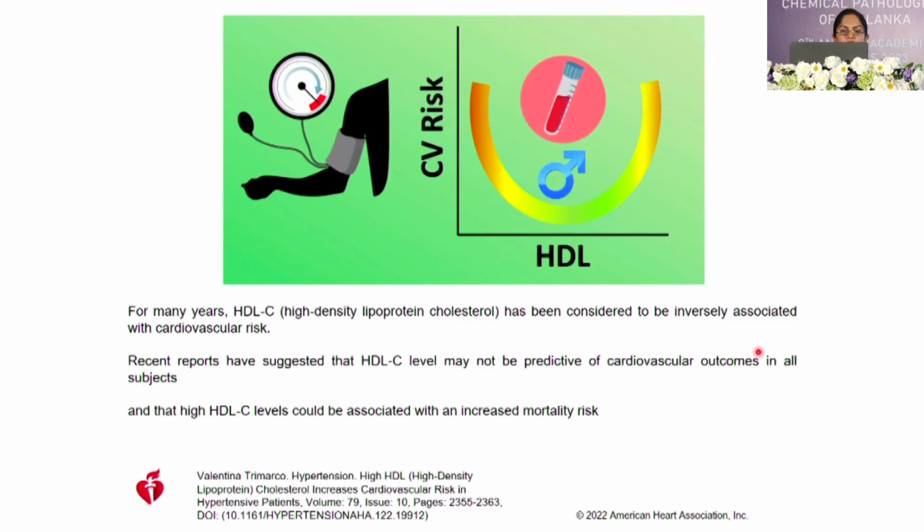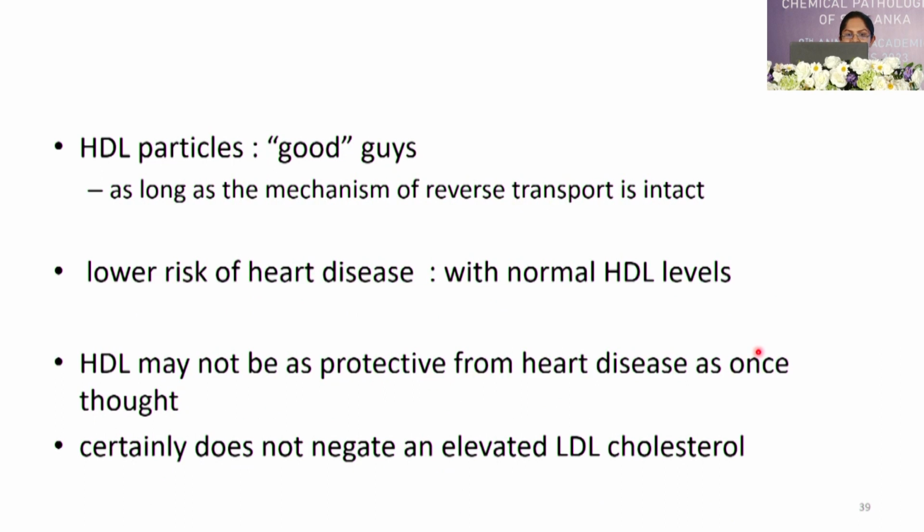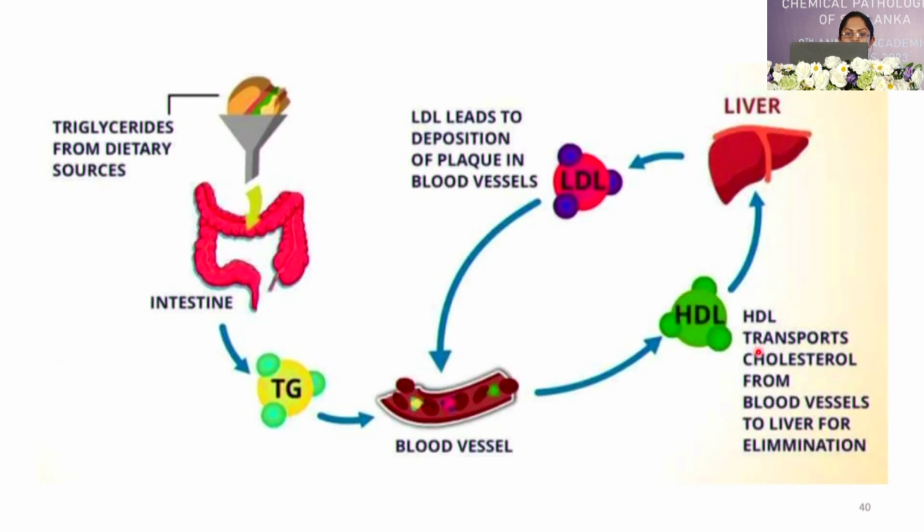So this is that graph. There is a U-shaped pattern with cardiovascular risk and the HDL. However, they are good as long as the reverse transport, which I told you from this one, when it carries HDL from blood vessels to liver, that pathway is intact. It is a good cholesterol.